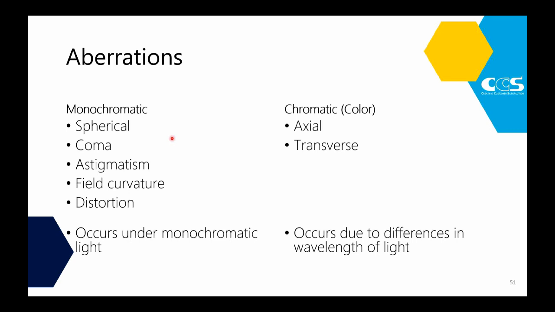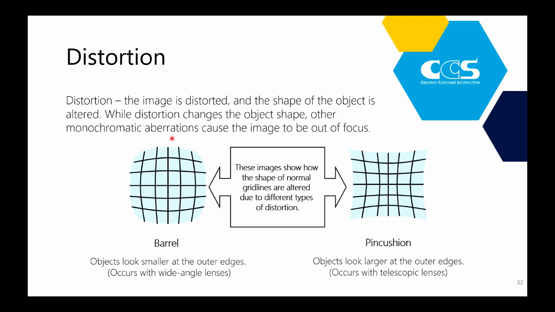But the ones I am going to talk about are distortion. Distortion is where the image is distorted, so the shape of the object is altered. On a barrel distortion, the objects on the outside look smaller. On a pincushion, the objects on the outer edges look larger. So it just essentially changes how your image looks in the camera.